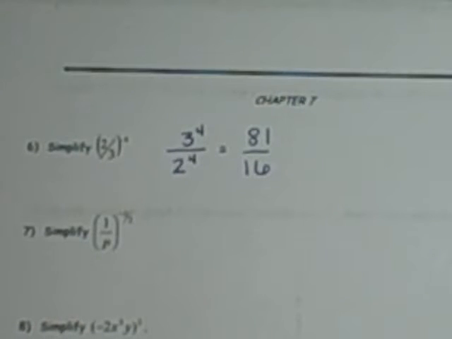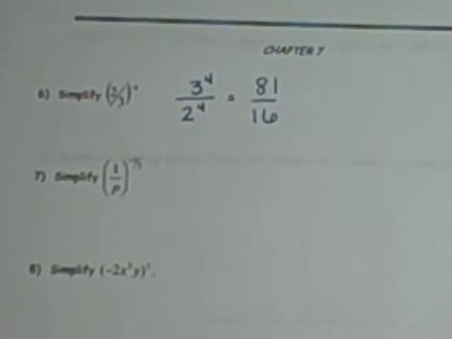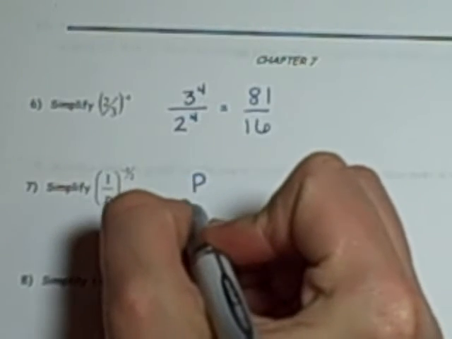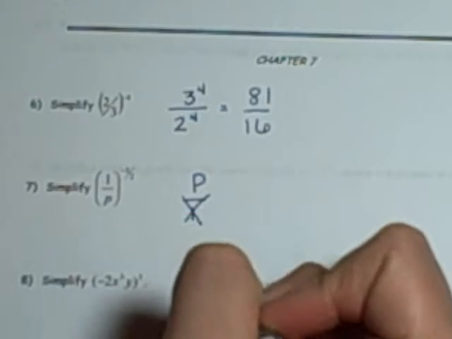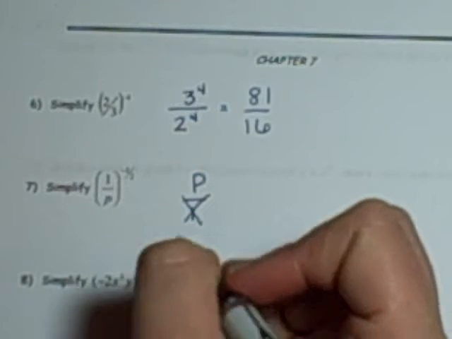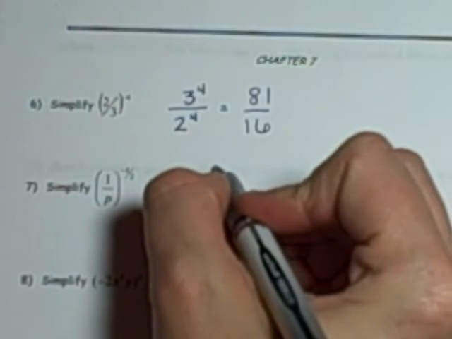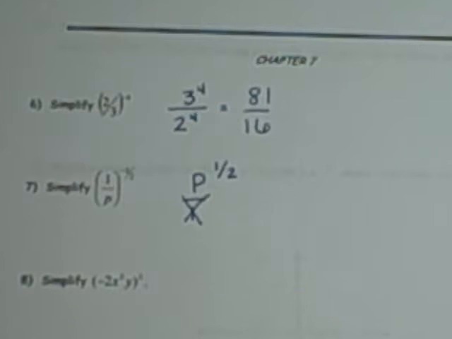Okay, number 7 is similar, and actually it's even a little bit simpler. It says 1 over p to the power of negative 1/2. Well, that negative in the negative 1/2 is going to make that fraction flip over, so it's going to become p over 1. But remember, anytime you have something over 1, you really don't need that 1 on the bottom. So now it's just a p. And because I went ahead and flipped my fraction over, my exponent's no longer negative. So it'll just be p to the power of positive 1/2. And that's your final answer.